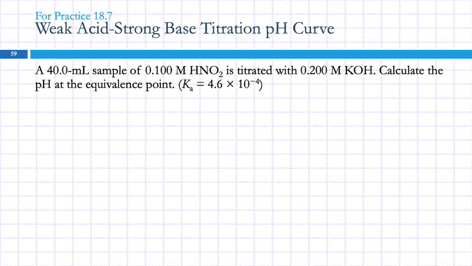We need to recognize that this is a weak acid. If we've memorized our strong acids, this looks like HNO3, but it's not. The other big clue is they give us a Ka. Strong acids don't have Kas. They're essentially infinite. So this is a weak acid. So what do we have to do in these titration curves?